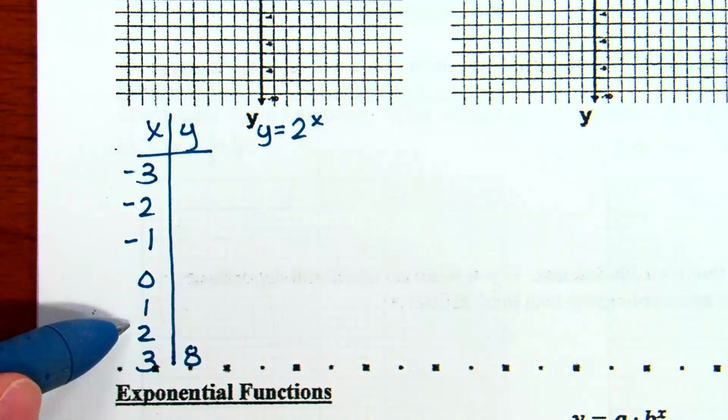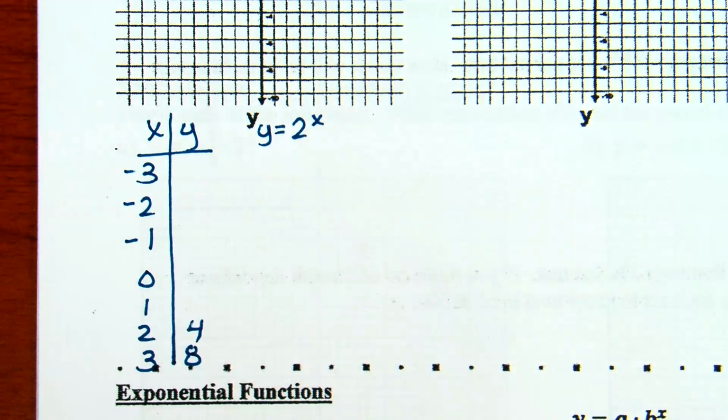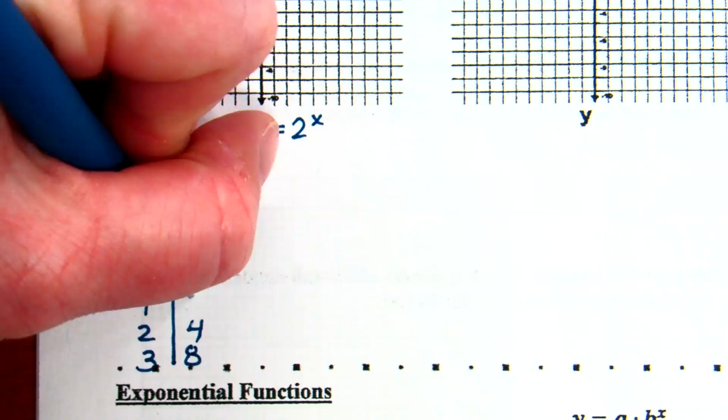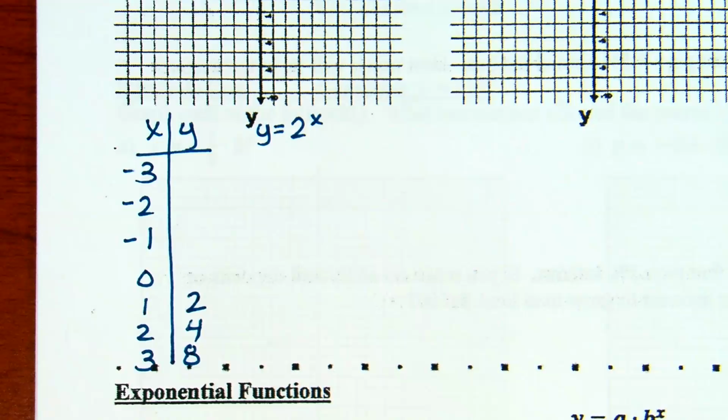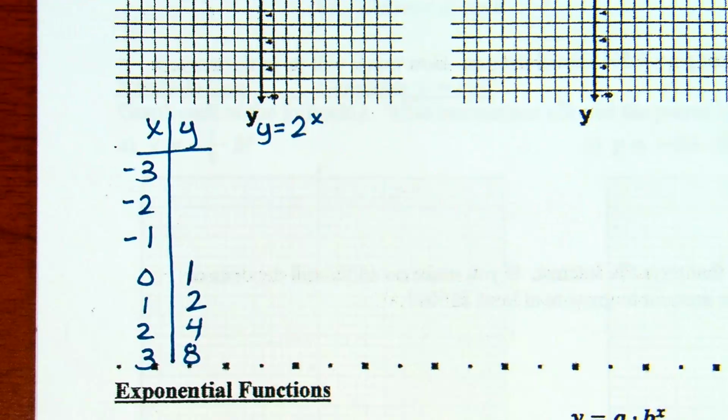What happens when we put in 2? 2 to the second is 4. What happens when we put in 1? 2 to the first is 2. What happens when we put in 0? 1. Anything raised to the 0 power is always 1. And if you forget that, will your calculator verify that for you? Yes, your calculator will verify that for you, right?